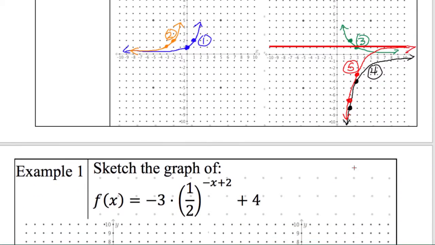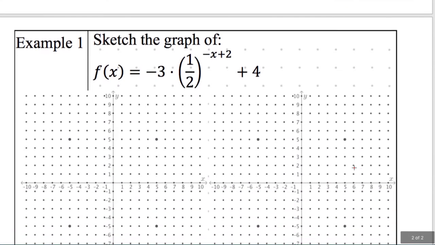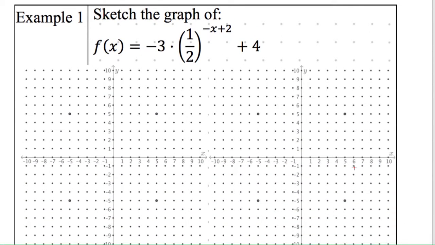Okay. Let's try one more example. I will show you a shortcut. Here we go. James, let's go. James, give us 2 points on the parent function 1/2 to the x. 0, comma 1 is always on every single graph. And what happens when I plug in -1? What's 1/2 to the power of -1? 2. So -1, comma 2. Thank you, James. James gave us the first 2 points. This is on the parent function.